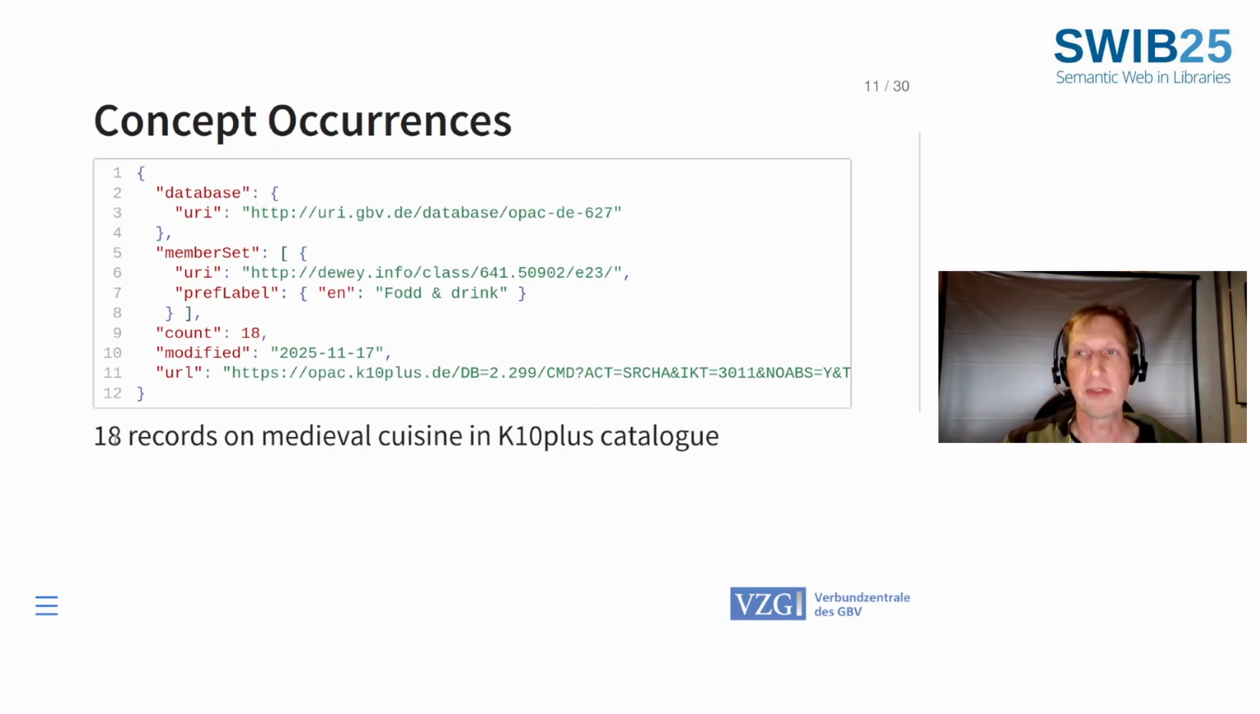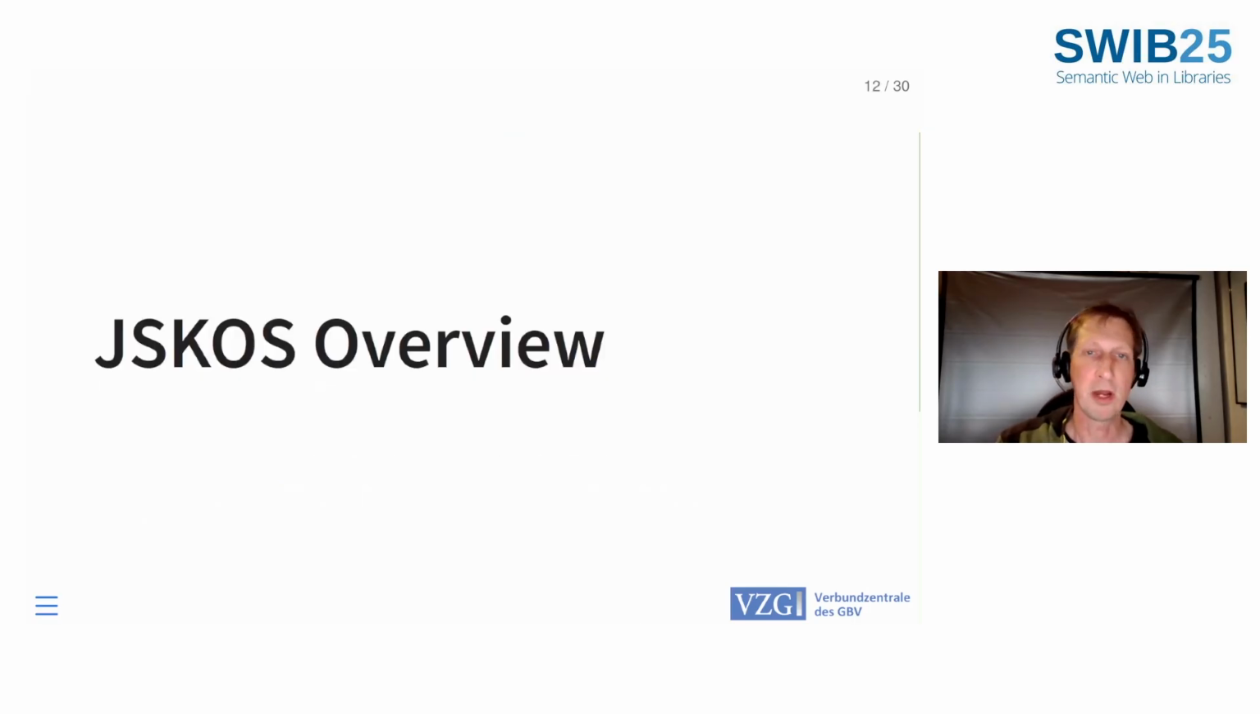So these are four of the object types from the JSKOS data format, but there are some more, and so I'll give a broader overview.